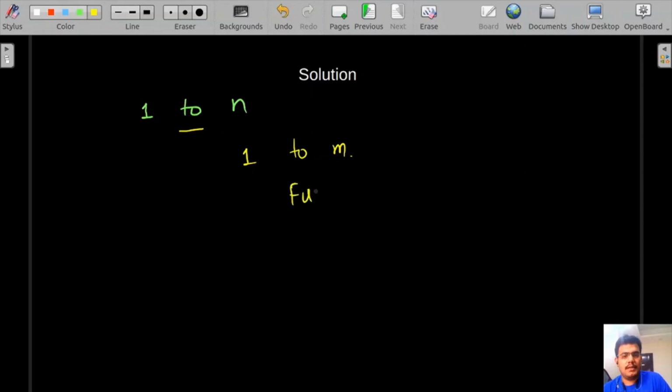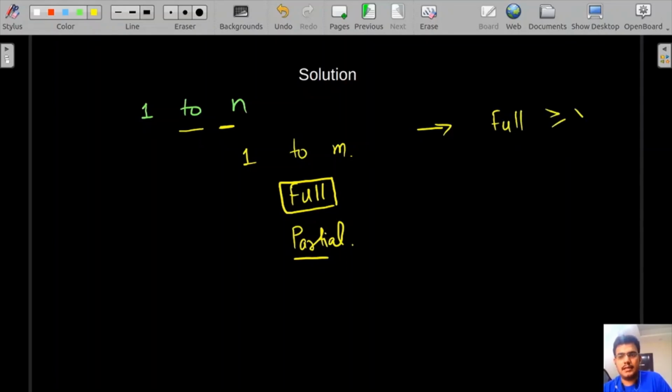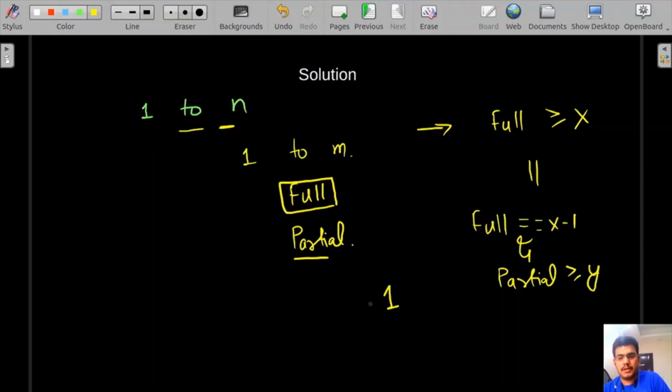Now we will calculate how many problems are solved fully by this particular candidate, as well as how many problems are being solved partially. And if this condition is satisfied, that either the number of fully solved problems is greater than or equal to x, or we want the number of fully solved problems to be equal to x minus 1, and the number of partially solved problems should be greater than or equal to 1. If any of these two conditions is satisfied, then we will output 1 for this particular candidate, else we need to output 0.